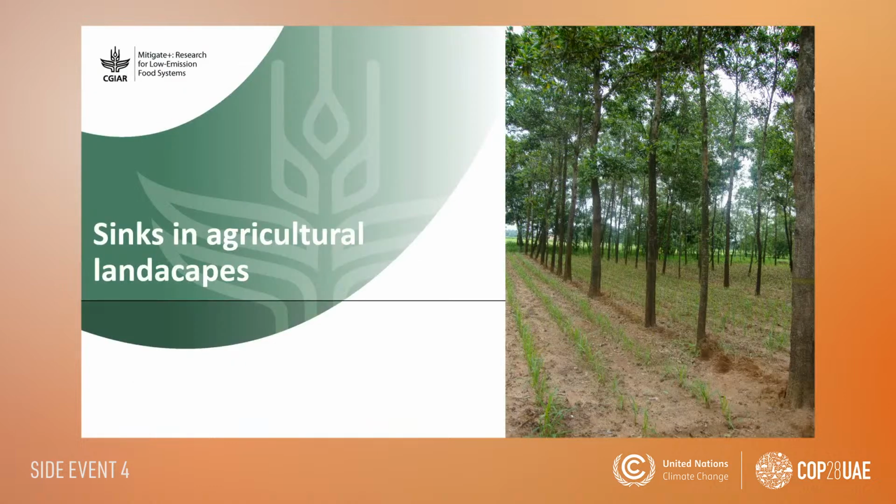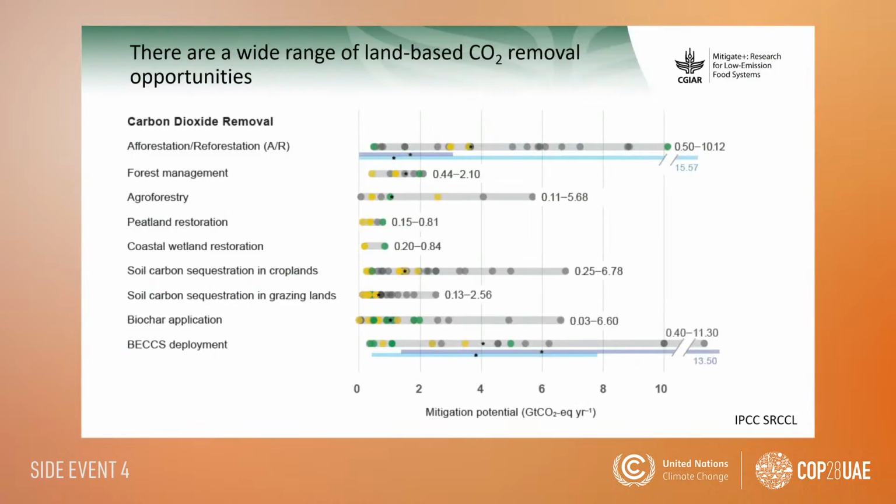So the second thing that's also important for ecology is the idea of sinks, and many of the practices that increase sinks in agricultural landscapes are agroecological practices. Afforestation, reforestation has a very large potential. This again comes from the IPCC Special Report on Climate Change and Land. And forest management has a potential, but things like agroforestry, soil carbon sequestration in croplands, soil carbon sequestration in grazing lands, all have the potential of removing carbon dioxide from the atmosphere and creating sinks and helping improve the sustainability while improving soil health and while improving agroecosystem health.